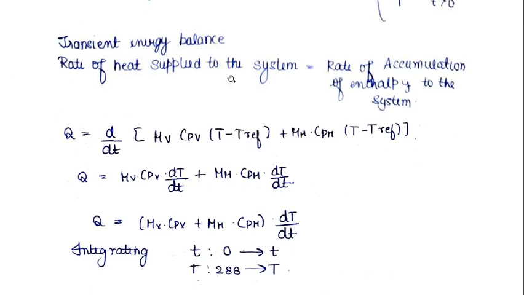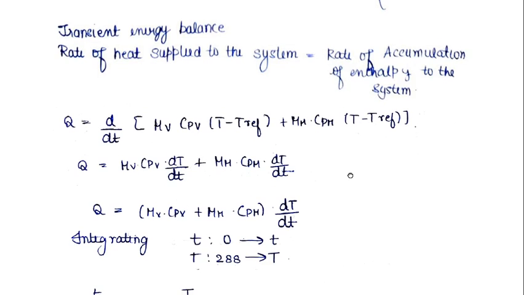The rate of heat supplied to the system by the heating coil will be equal to the accumulation of enthalpy. Accumulation of enthalpy means the temperature is increased because of accumulation. So the rate of heat supplied to the system is Q, in joule per second, that's watt, and the rate of accumulation starts with a d by dt, for the energy part, that's the enthalpy part.